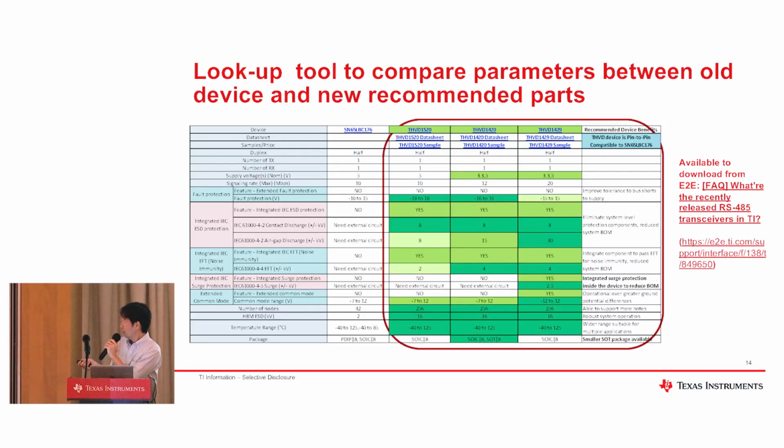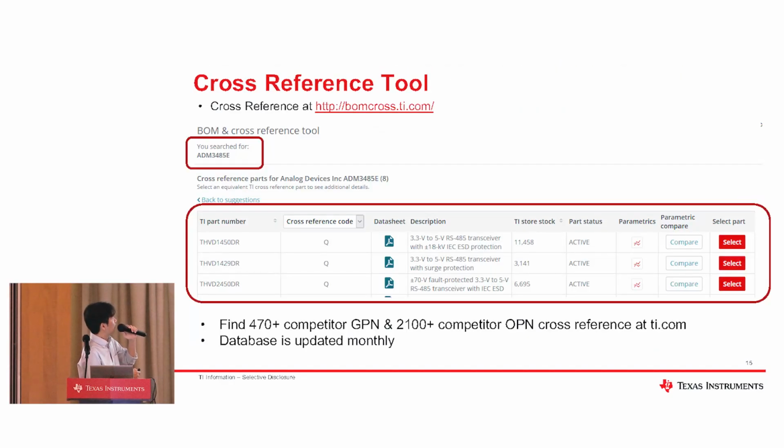Okay. In case you want to compare the parameters between different products, you can use this Excel sheet. You can download this tool from the TI E2E forum. This is the link; inside the material, you can use that link to navigate to where you can download the Excel sheet to have this kind of information. This is the cross-reference tool.